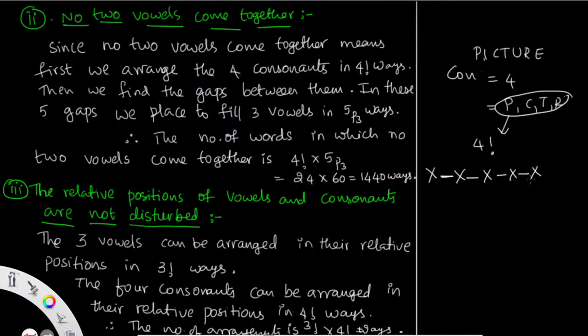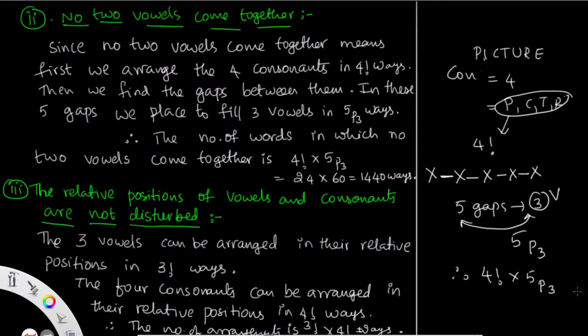In the gaps we can fill the vowels. How many vowels are there? 5 gaps are there and vowels are 3. This can be done in 5p3 ways. Therefore, the total number of words in which no two vowels come together is 4 factorial into 5p3, nothing but 24 into 60. That is 1440 ways.